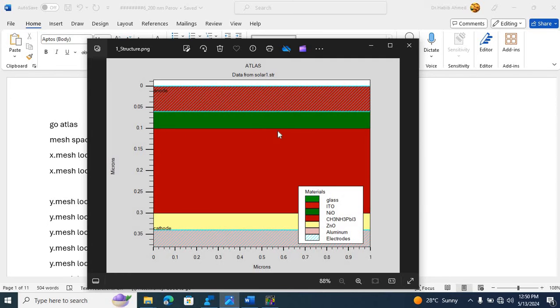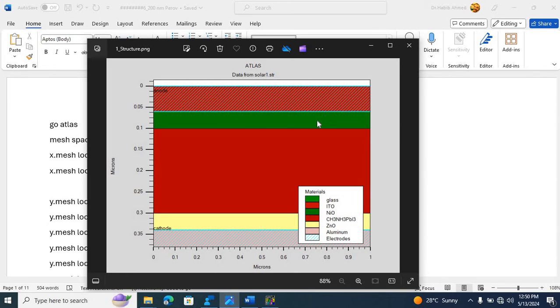In this structure, I have used nickel oxide as a hole transport layer. Nickel oxide has a band gap in the range of 3.2 to 3.8 electron volts, and I have used a band gap of 3.5 electron volts for the nickel oxide layer. Similarly, zinc oxide has been used here as an electron transport layer. Zinc oxide has a band gap of approximately 3.3 electron volts. Both nickel oxide and zinc oxide have high mobilities. They have good transmittance to the visible light.